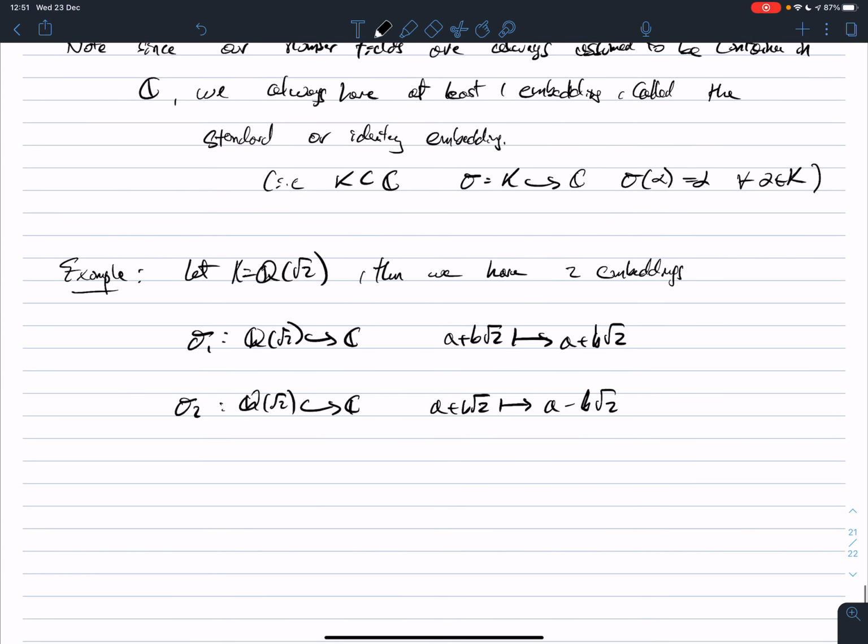So note that since embeddings always have to keep the rational numbers fixed, they can only do something interesting on the algebraic numbers.